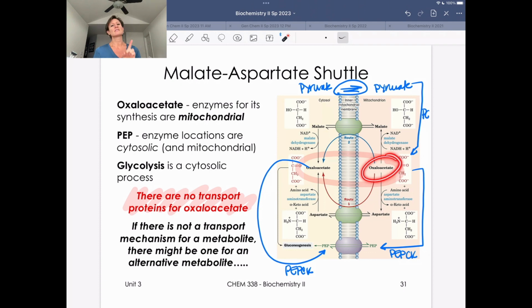I have two things that I can disguise oxaloacetate as that can allow it to get out of the mitochondrion. I can convert oxaloacetate into malate using malate dehydrogenase, use a malate transporter, get it out into the cytosol, use a cytosolic version of malate dehydrogenase to remake oxaloacetate, and then I can use the cytosolic form of PEPCK to make phosphoenolpyruvate, and now I'm ready to do gluconeogenesis.